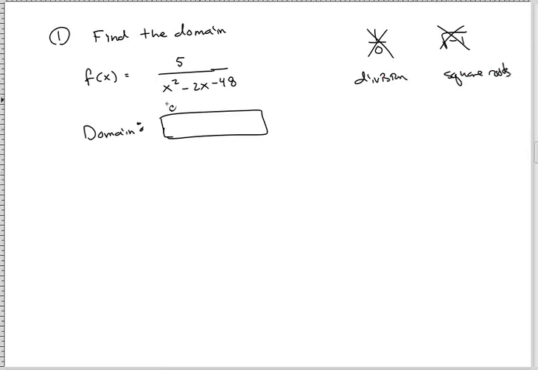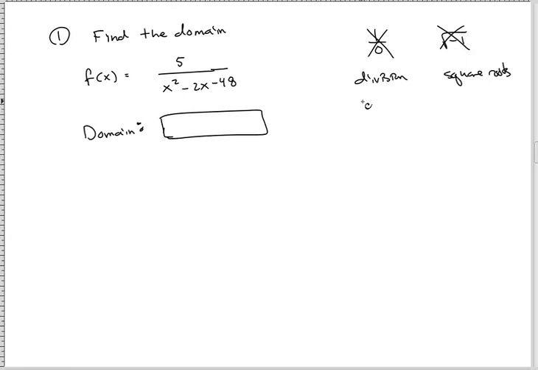So does this have division? Yes, so we're going to have to do something with it to find out when it might divide by 0. But does this problem have a square root? I know it has a square, but it does not have a square root. So I just have to ignore that one. We'll do that one later.